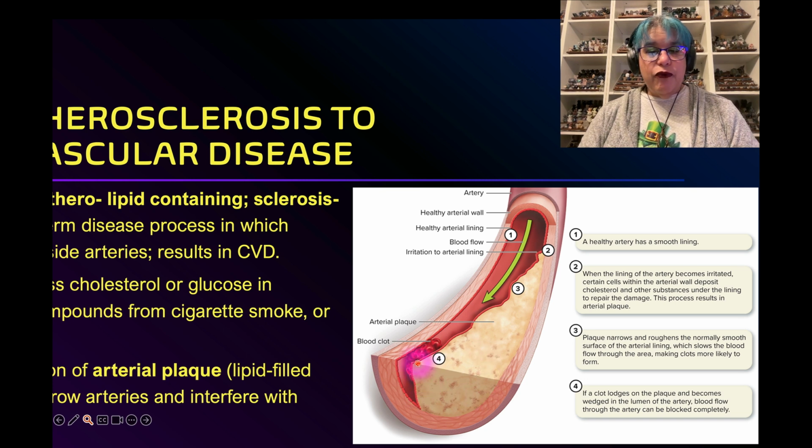When you look at number 4 and how narrow this has become, if a clot lodges on the plaque and becomes wedged in the lumen, in the hole of the artery, the blood flow through the artery can be blocked completely. This is where we have blood clots that are an issue, because literally this clot is completely blocking off flow, which means the tissues down past this that need that blood are not getting it anymore.